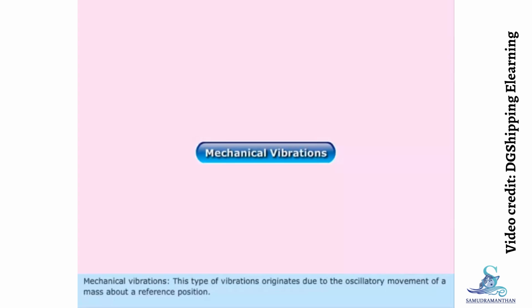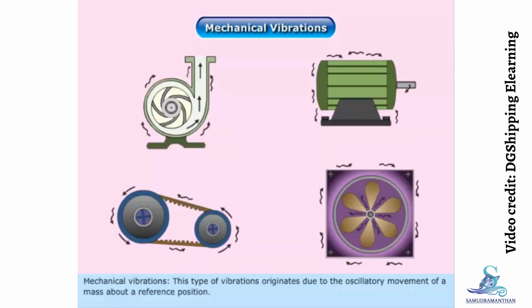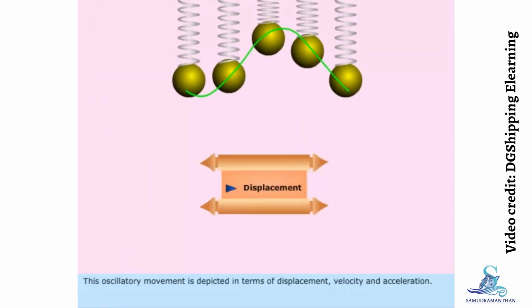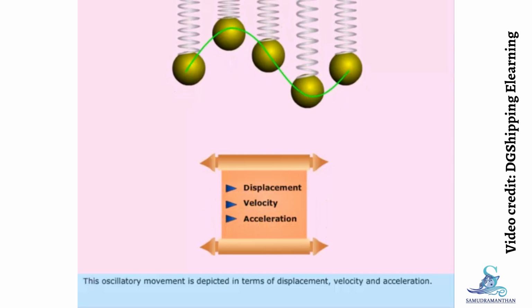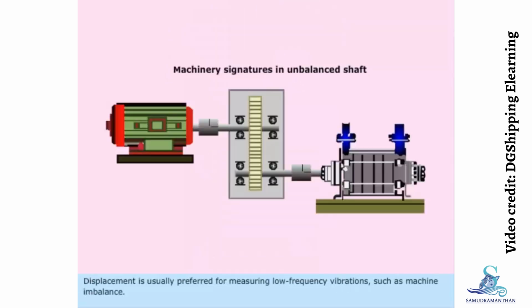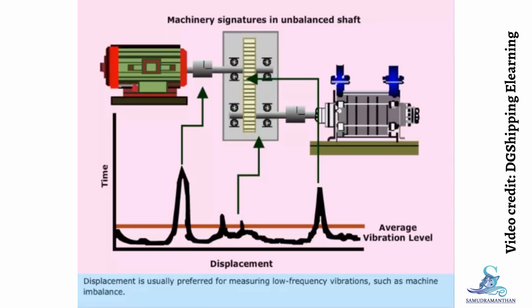Mechanical vibrations. This type of vibrations originates due to the oscillatory movement of a mass about a reference position. This oscillatory movement is depicted in terms of displacement, velocity, and acceleration. Displacement is usually preferred for measuring low-frequency vibrations, such as machine imbalance.